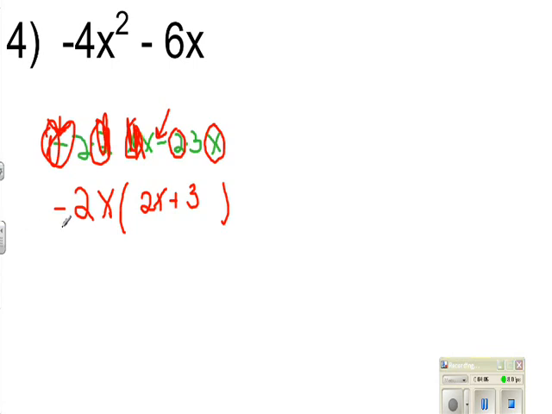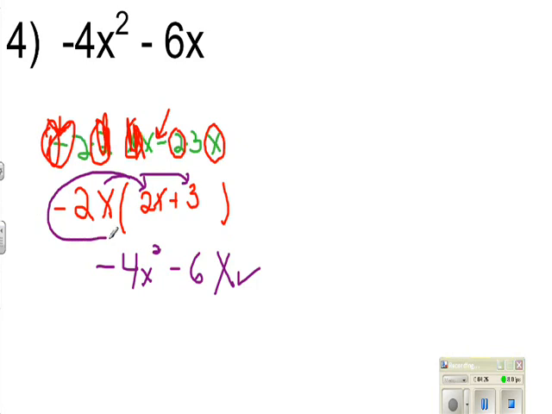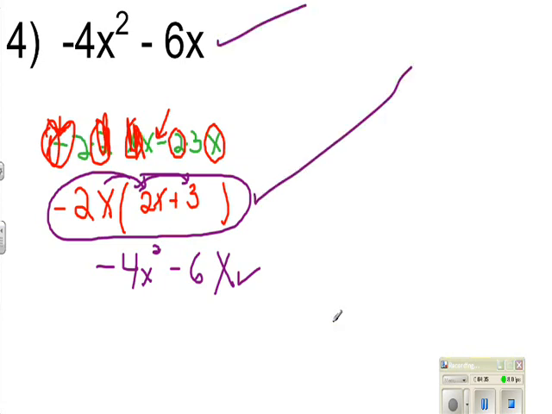Let's multiply it out and see if we distribute and get back what we started with. Let's see. Negative 2x times 2x is negative 4x squared. And then negative 2x times 3 is negative 6x. Yep. We got back exactly what we started with, so here's your answer. That is the factored form. If you put your original into your calculator and then you put this into your calculator, they should graph on top of each other or you messed something up.